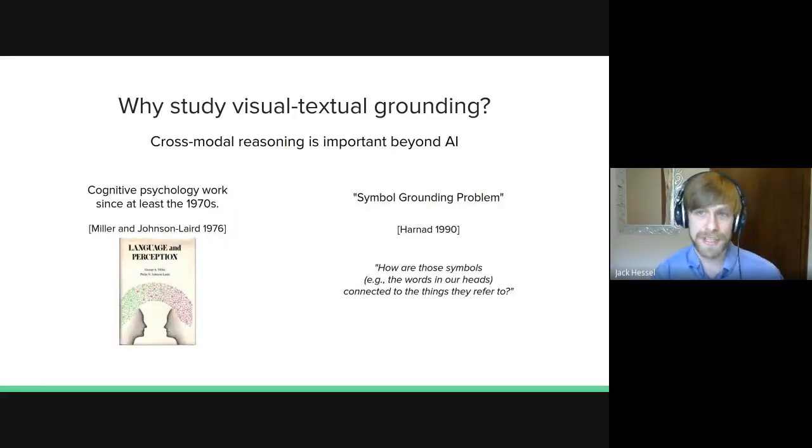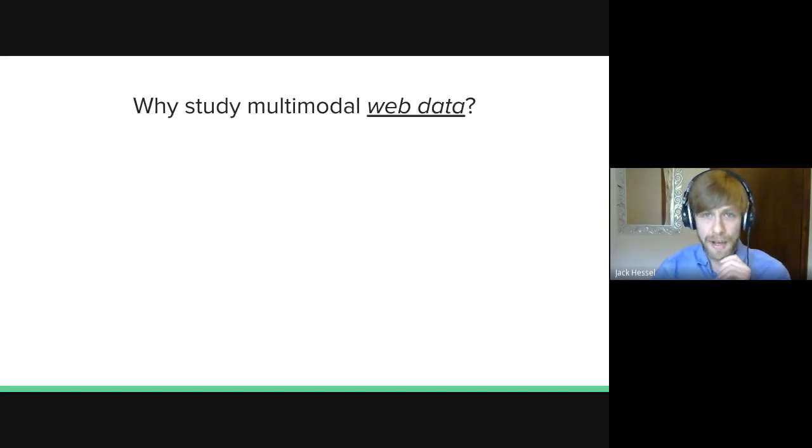Indeed, though, I think visual textual grounding is important beyond AI. In particular, cognitive psychologists have been studying this sort of thing since at least the 1970s. And indeed, cognitive scientists have been studying the symbol grounding problem for quite some time as well. But this talk isn't solely focused on visual textual grounding. It's in particular focused on learning visual textual grounding from web data. So I'm going to motivate the consideration of web data for these sorts of tasks.